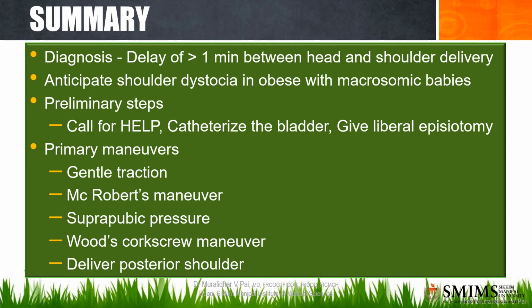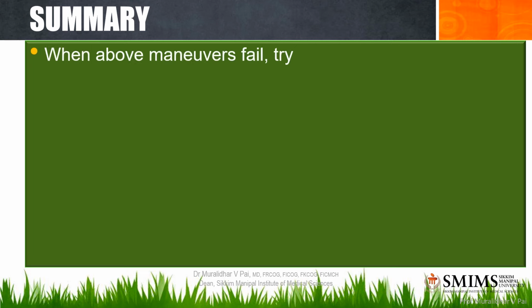Delivery of the posterior shoulder is a maneuver wherein you put your hand inside the sacral hollow and gently bring out one of the shoulders. When above maneuvers fail, one may try for secondary maneuvers like Rubin 2 maneuver, where you gently rock the shoulders and deliver one of the arms first.